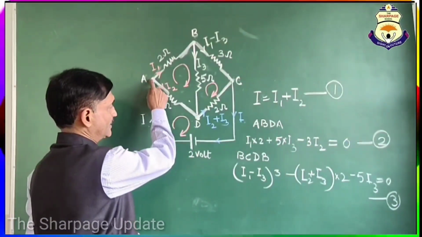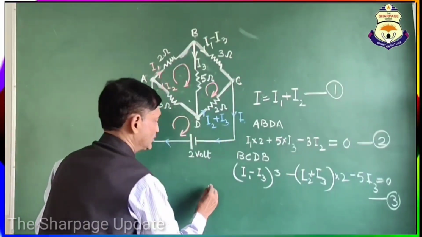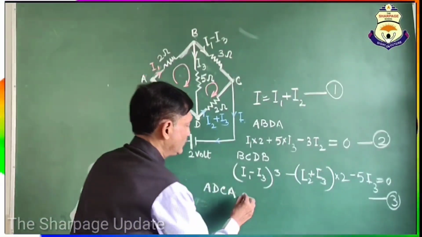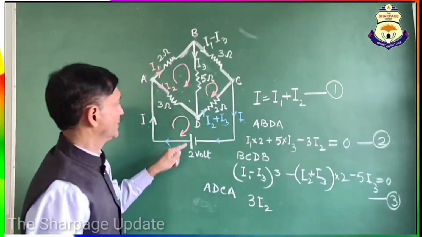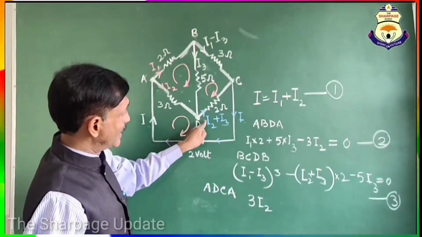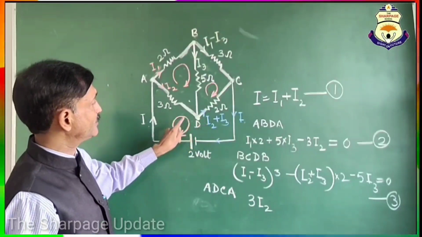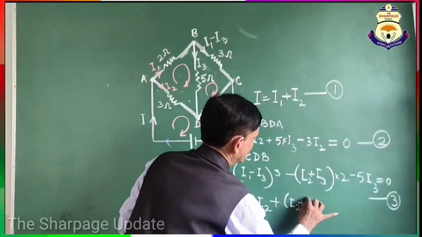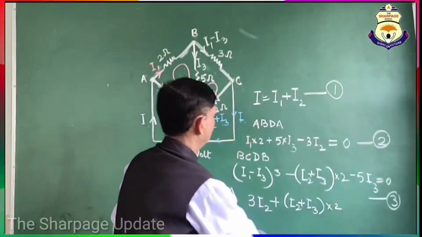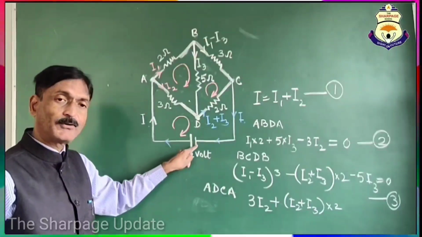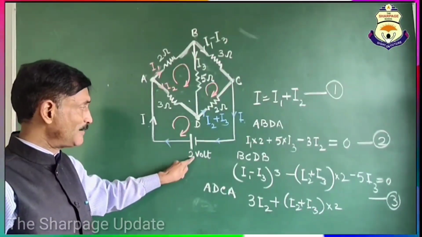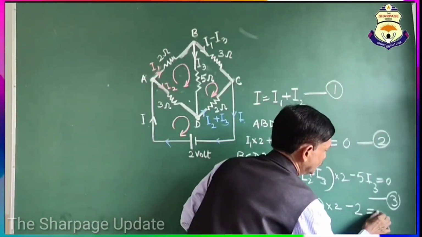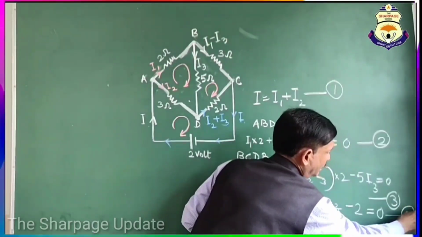And in this closed circuit, A, B, C, A: 3 into I2, means 3 I2. You can see that the direction of I2 plus I3 is also in the direction of this current. So plus I2 plus I3 into 2. And the current is entering from the negative electrode, so the EMF is taken as negative. So minus 2 equal to 0. This is equation number 4.